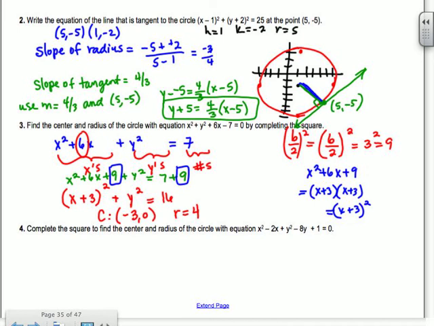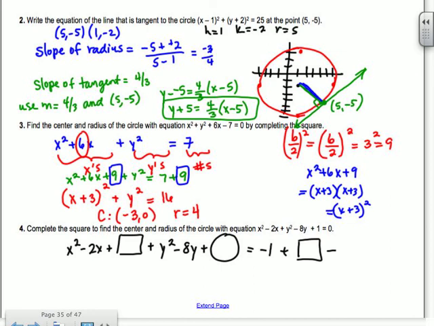All right, so you guys try this one. This one you're going to have to complete the square on both the x's and the y's. So you're going to get all the x's on one side, and we're going to have some kind of blank there. All the y's together. So we'll make that one a circle. Subtract the 1 over, and you're going to add on the square and add on the circle. Okay, so you need to figure out what goes in the square and what goes in the circle.